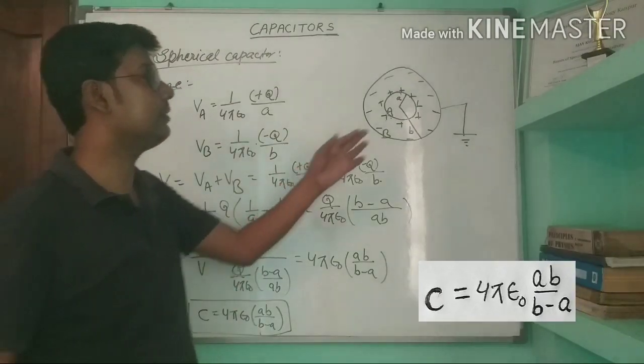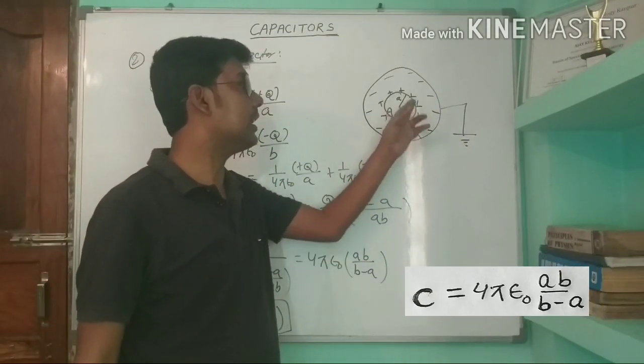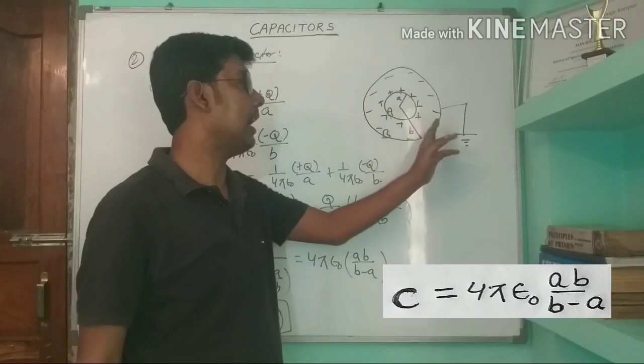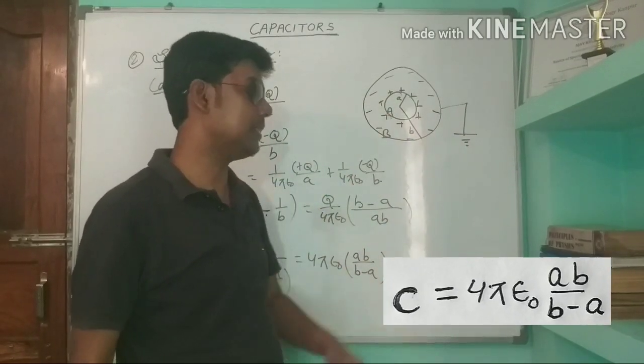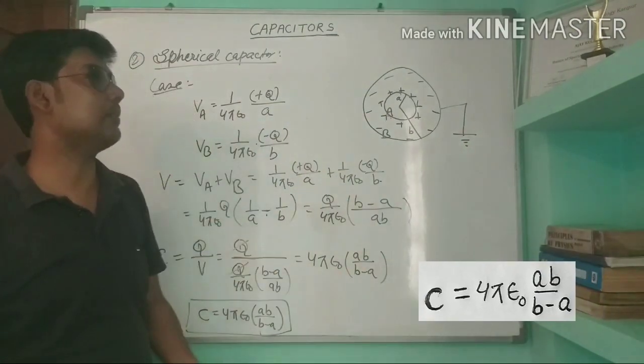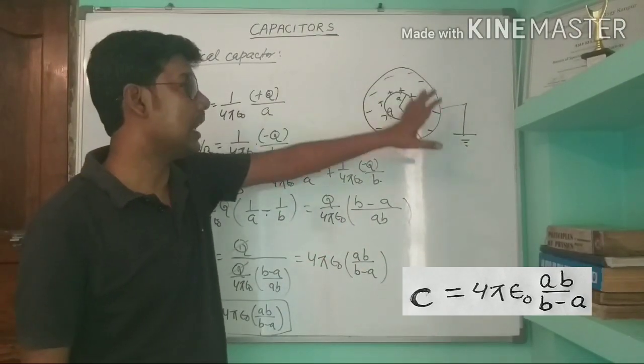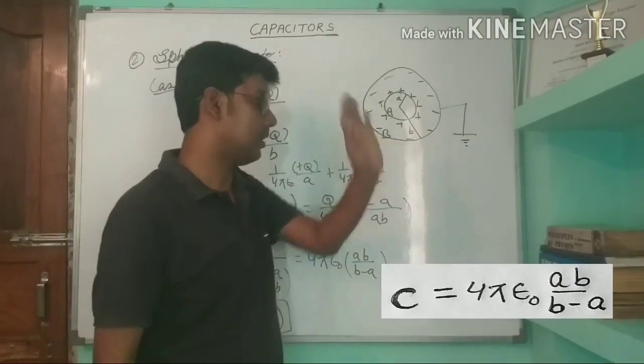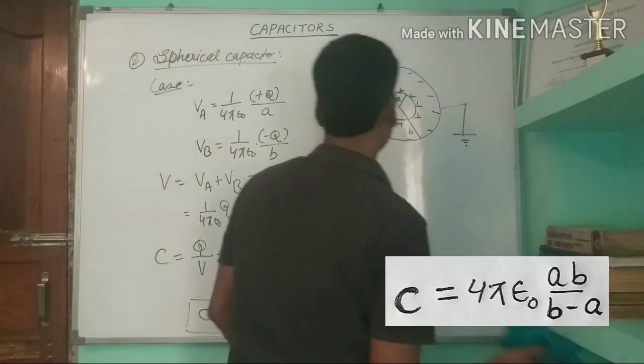Now what if the inner sphere is grounded and the outer sphere is positively charged? In that case there will be two capacitors. One is because of this and another is because of the earth. So I am omitting it.